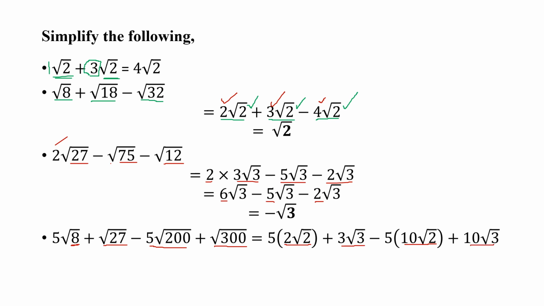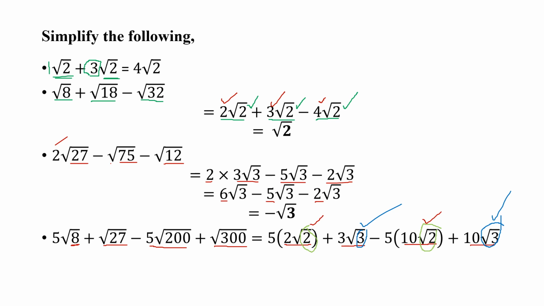In this case, this one will be a like term of this one, because what is under the square root here is the same as what is under the square root here. Right, likewise, what is under the square root here is the same as what is under the square root here. So we are saying this one is a like term of this one. So we are now collecting like terms and simplifying.